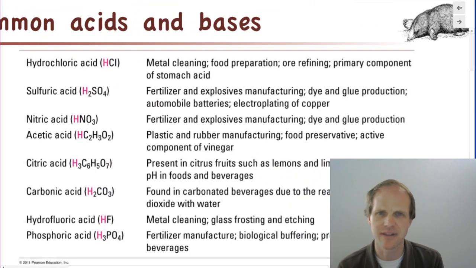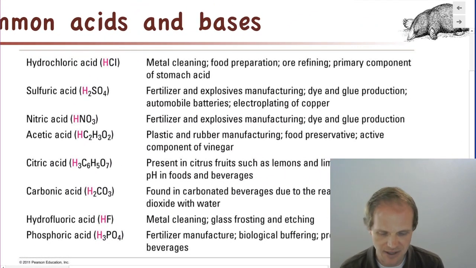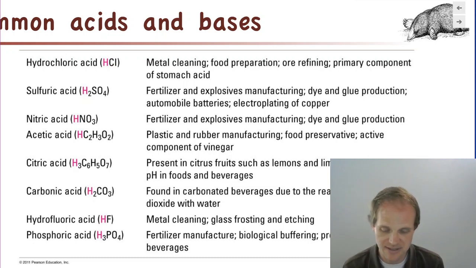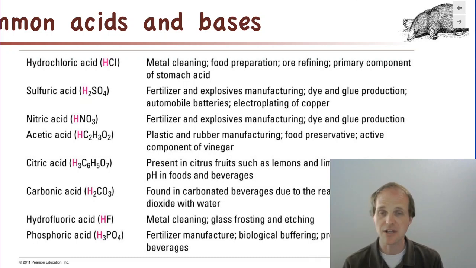Hydrochloric acid, right? We've seen that in all sorts of chemistry, HCl. It's used for lots of things. It's in our stomach, right? The primary component of your stomach acids is hydrochloric acid. Sulfuric acid, a great chemical used for tons and tons of things: lots of fertilizers, manufacturing, production, batteries, electroplating. Nitric acid, also fertilizer. So you can see there's a lot of very common acids that we see all the time.